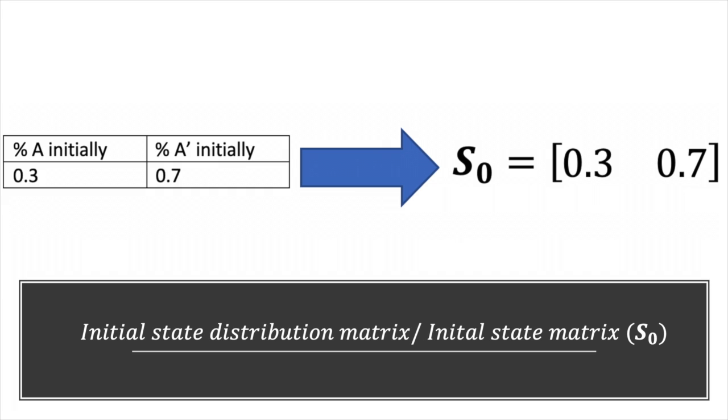However, without any other information, the probability matrix can't really be used for anything. So this is why we put the initial percentage of market share into matrix form. Again, this can be thought of as a table showing the initial distribution as a percentage. This is called the initial state distribution matrix or initial state matrix.